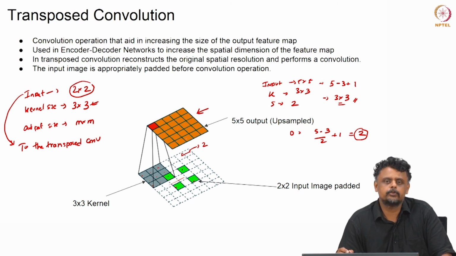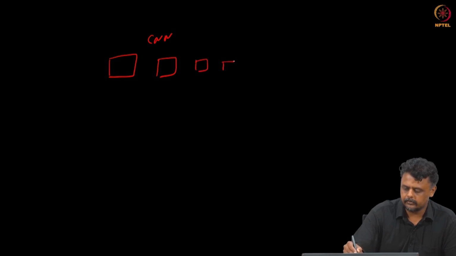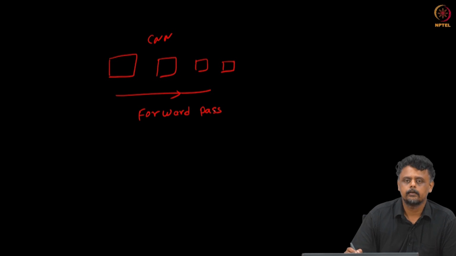This transpose convolution is typically the one that is often used in encoder decoder networks, or in any situation where you have to upsample your feature maps. Another way of looking at it is that, let us say you have a network, a CNN, where you have a bunch of feature maps. This is your forward pass through the network, and you get your output.